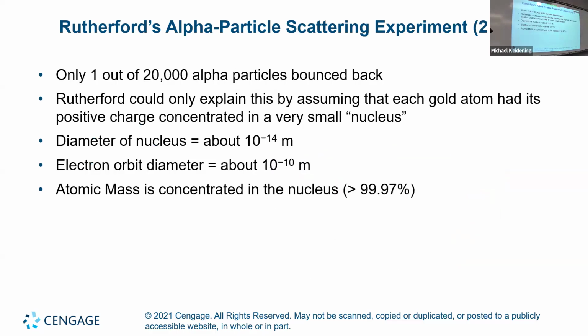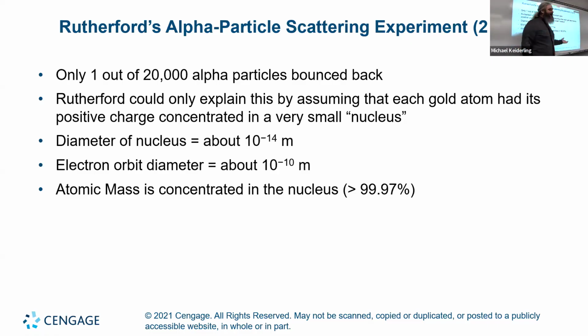So only about 1 out of 20,000 alpha particles bounce back, and Rutherford could only explain this by assuming that each gold atom has its positive charge concentrated into a very small nucleus. The diameter of the nucleus is about 10 to the minus 14 meters, while the diameter of the electron orbits is about 10 to the minus 10 meters. So the nucleus is about 1/10,000th of the size of the whole atom.